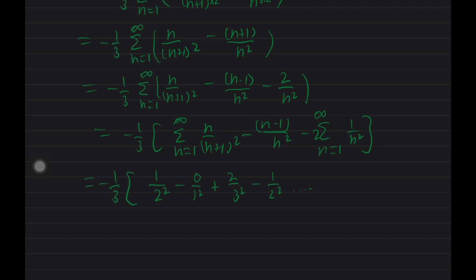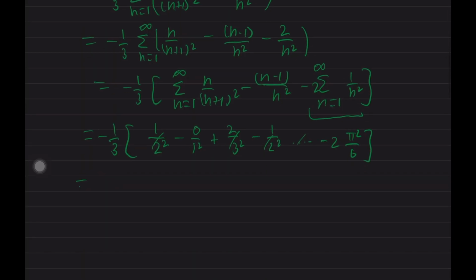So this term cancels out, this term will cancel out later, and infinitely all those terms will cancel. We'll be left with minus 0 over 1 squared, which is just 0. Then let's look at this part. This right here is just the Basel problem, the zeta function at 2, so this is equal to pi squared over 6. So we have negative 1 over 3, we had 0, we have negative pi squared over 3. So we get pi squared over 9.